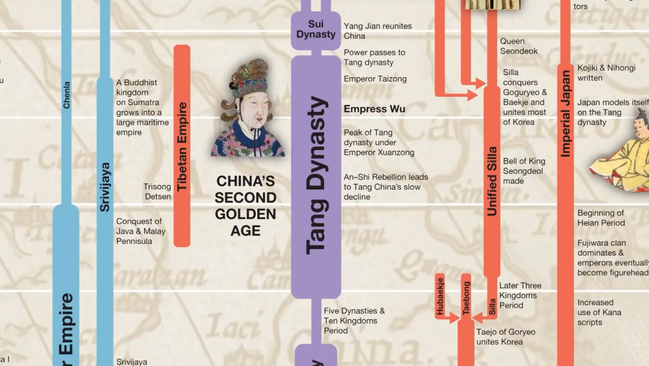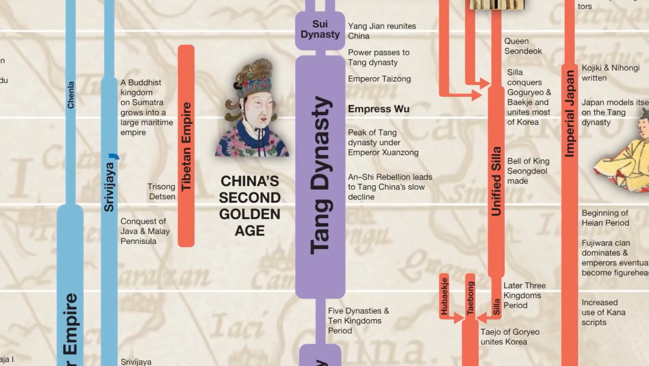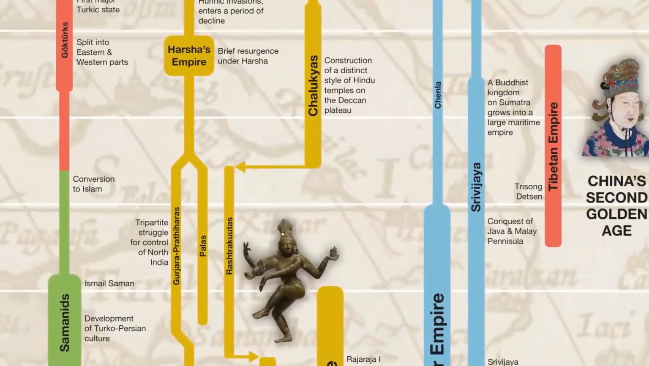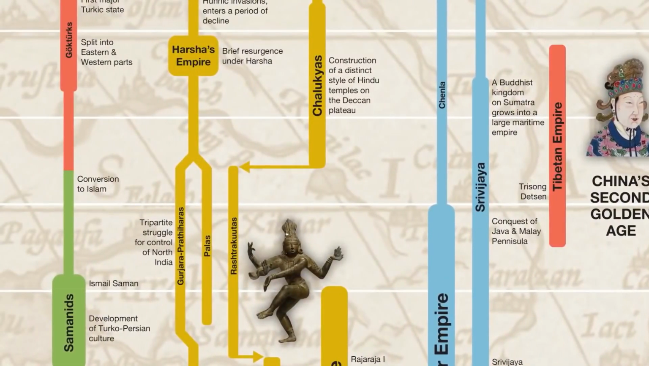Elsewhere in Asia, several other major states formed as well, such as the Tibetan Empire in the Himalayan region and the Srivijaya Empire in what is today Indonesia and Malaysia. However, over in India, the Gupta Empire had faded away, and eventually the subcontinent became a battleground between 3 equally strong states: the Gurjara Pratiharas, the Palas, and the Rashtrakutas.